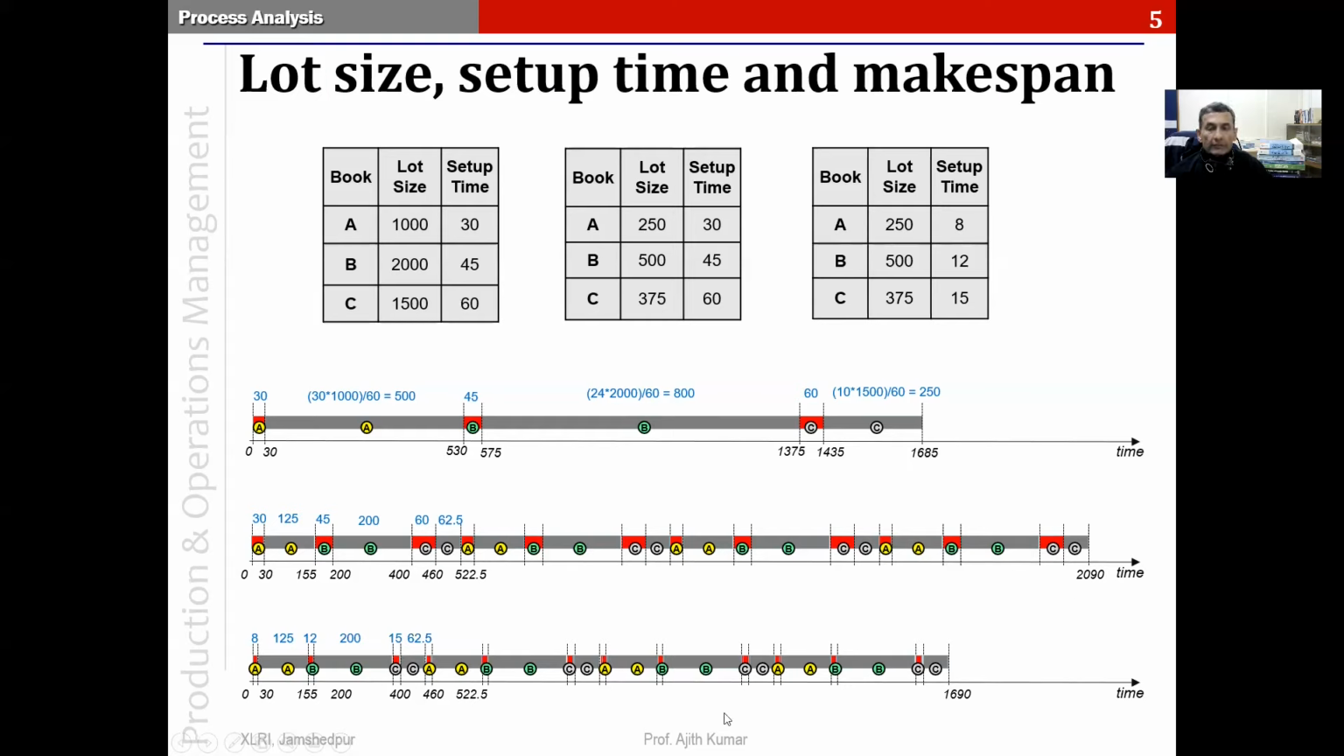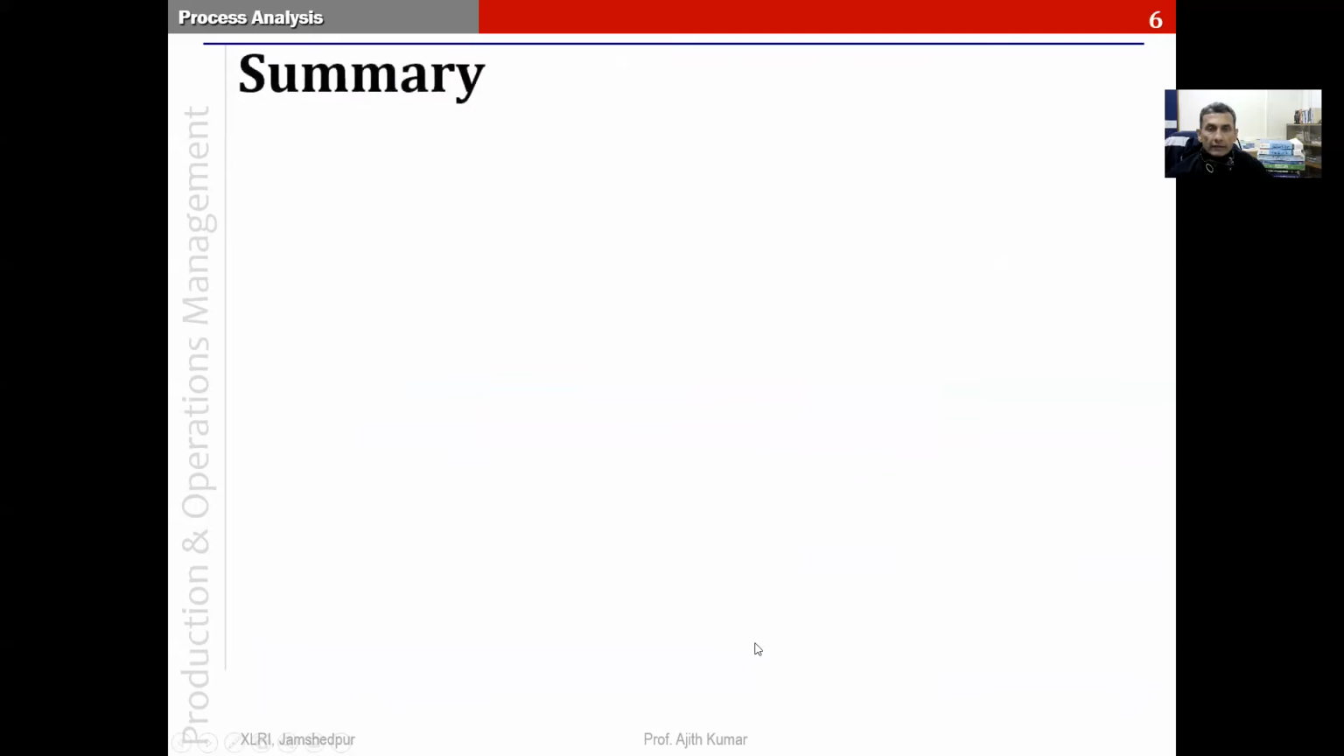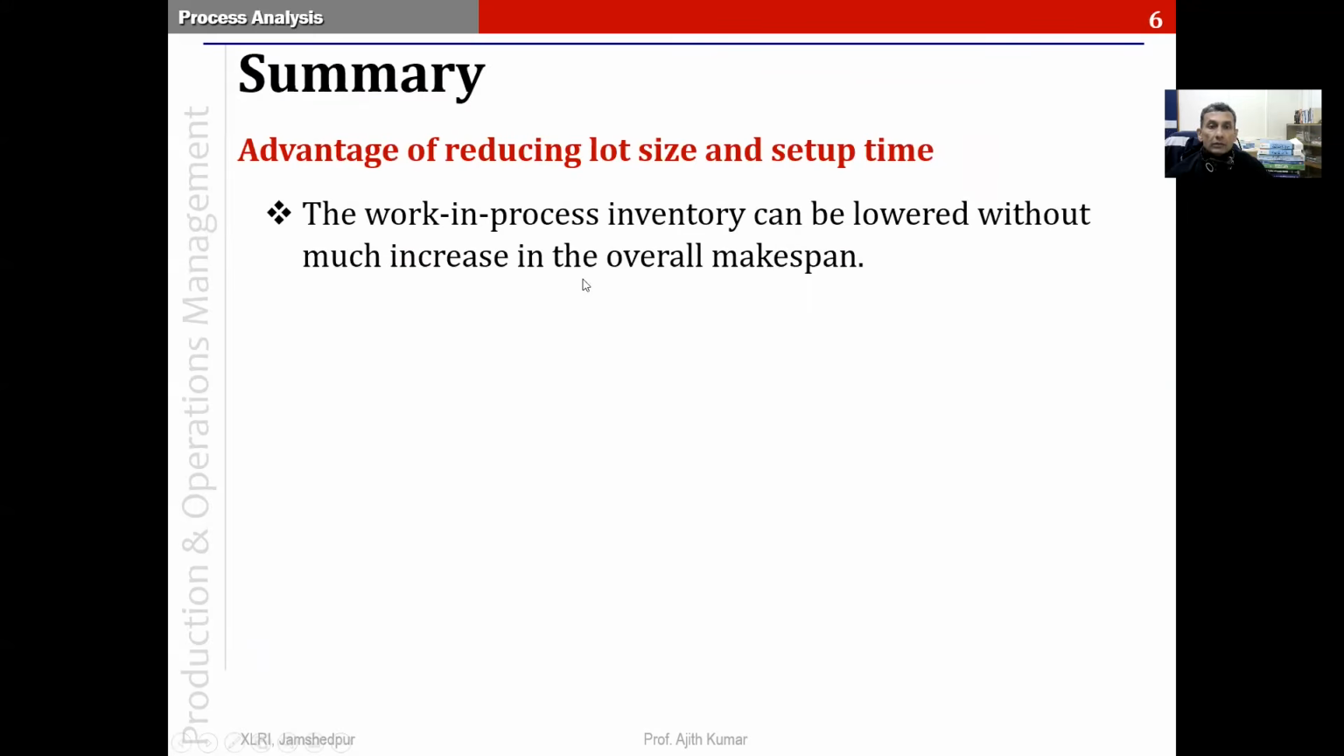So you see, this is the benefit of reducing both the lot size and the setup time. By reducing both lot size and setup time, the work in process inventory can be lowered with either no increase or without much increase in the overall make span. Each product is now more in sync with its demand.